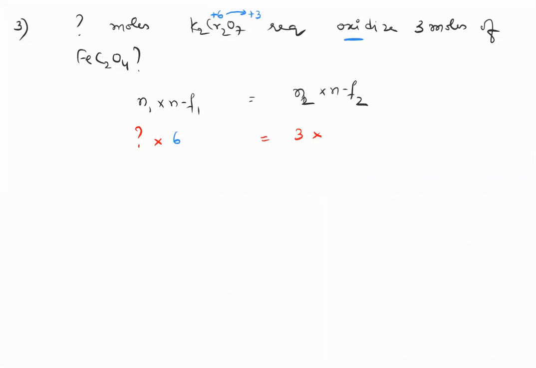Now, FeC2O4. Iron here is +2. Carbon here is +3. You are oxidizing it, so both of them will get oxidized. And what will be the oxidation states? From +2, the highest it can go to is +3. That's it. No other choice. From +3, this one has to go to +4. Again, no other choice. And both of them will change.